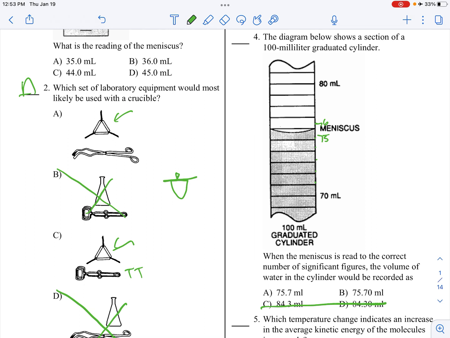So then the question is, do you need that extra decimal place? Well, I'm sure of the tens. I'm sure of the ones. So I'm going to estimate the tenths. I don't need two of those. So it is choice A.